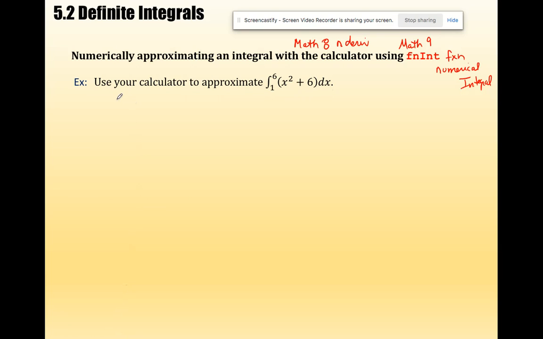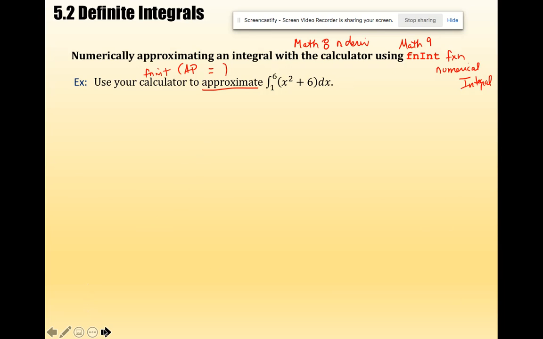So write down these directions, and that word: use your calculator to approximate this integral. Now remember, AP lets you say this is exact. When you use fnInt, AP allows you to say equals, not approximate.